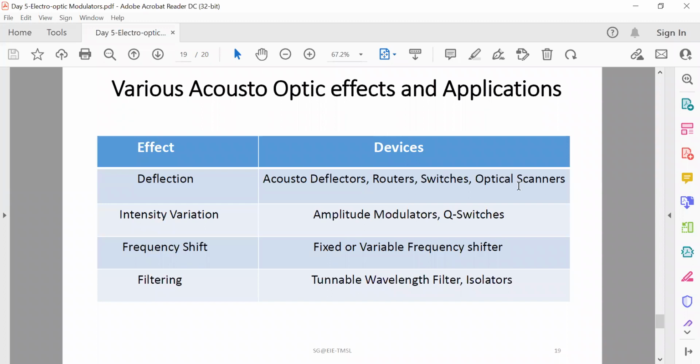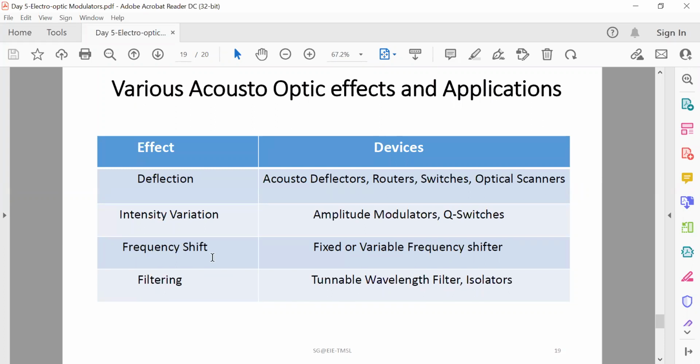The second effect is called intensity variation, meaning the diffracted beam intensity is a function of the acoustic power, and that is used in amplitude modulators and different Q switches. The third effect is the frequency shift effect, introduced by the acoustic interaction using the acoustic frequency, and that is used in fixed or variable frequency shifters.